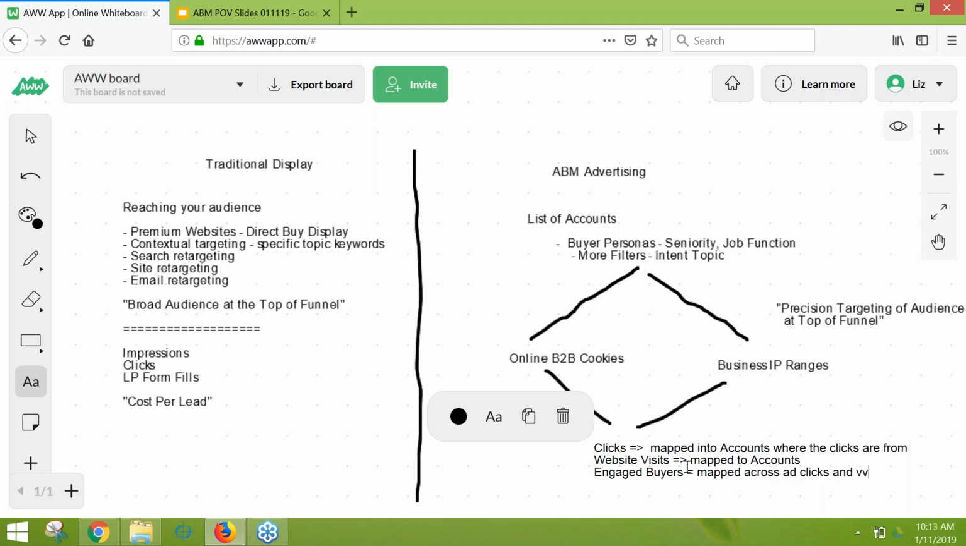And so what does this mean? Well, basically, instead of your cost per lead metric, which is your other metric, you can now start thinking in terms of cost per engaged buyer. What is it costing you to bring in each engaged buyer? And the key point here is these include folks who have never visited your website before. That's important to note.